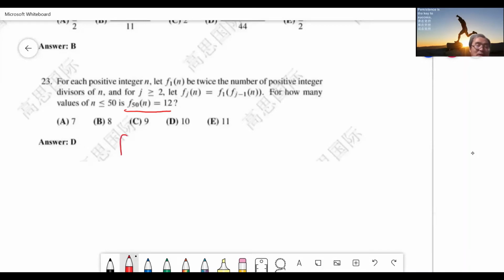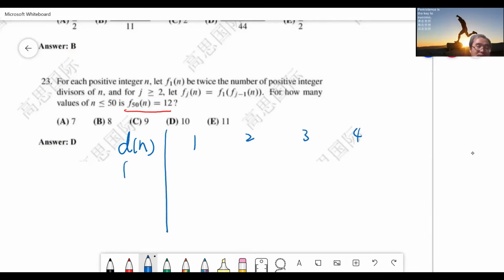So let's see if we do f1. We can think about n having 1 factor. I'll just say d(n) for the number of factors of n. So we're going to start with d(n) equal to 1, then d(n) equal to 2, d(n) equal to 3, d(n) equal to 4. I'm just going to try this first, right?